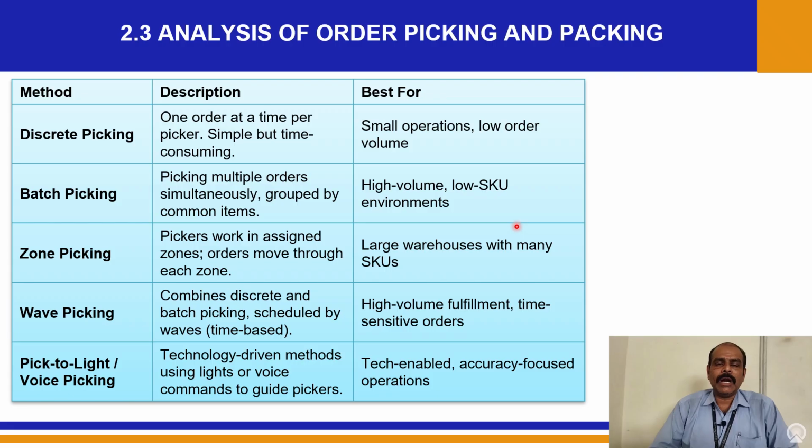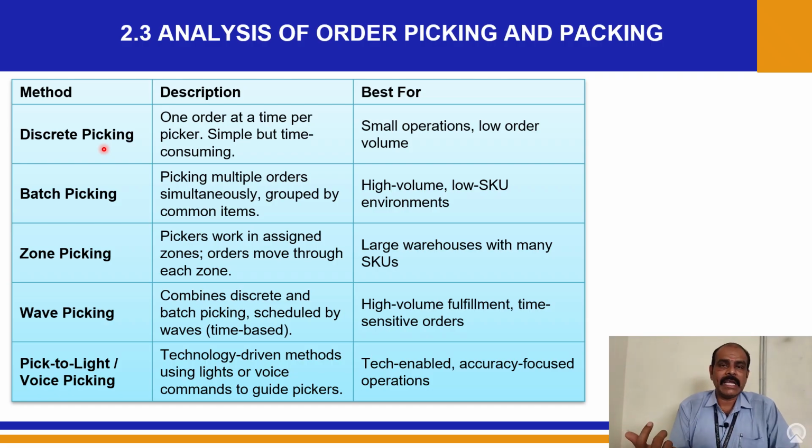And now, what are all the different methods for picking? We will see them one by one. Method number 1, discrete picking. Discrete picking means that at any point of time the person or the system will pick only one part at a time, only one product at a time. It will be very simple to monitor.